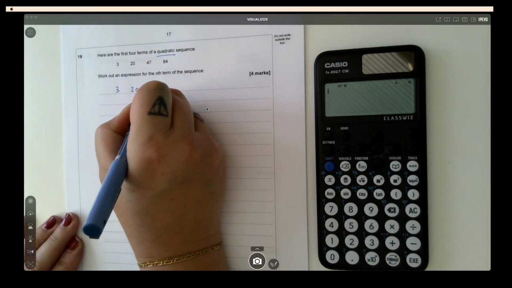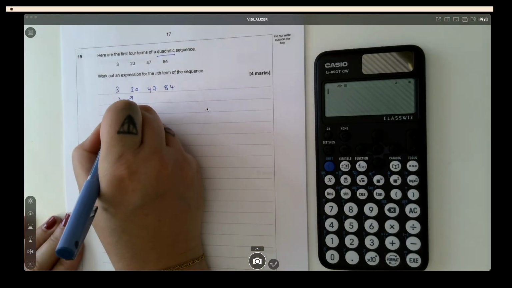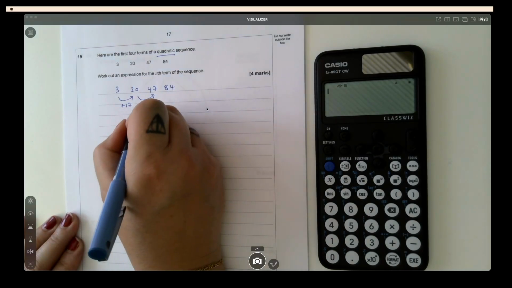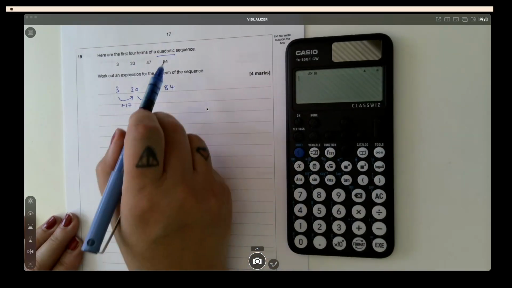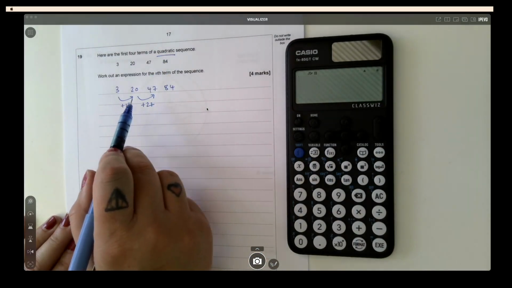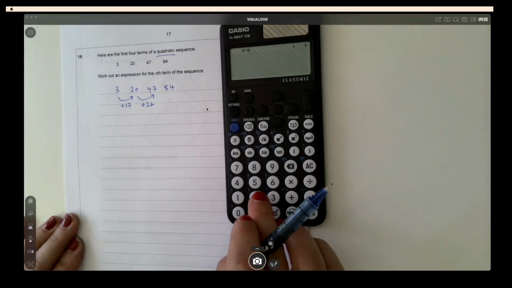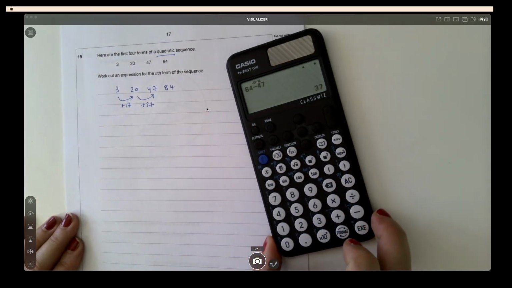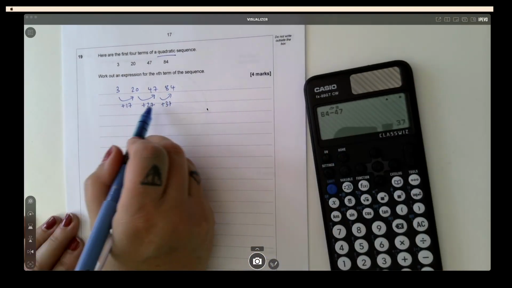So, first of all, let's find the difference between the terms. So to get from 3 to 20, we add 17. 20 to 47, we add 27. And then that's gone up by 10. And now it's a quadratic sequence. I'm expecting the differences to have the same difference between them, if that makes sense. So 84 subtract 47, I'm expecting 37. Yeah, that's right. So add 37. So that's our first difference.